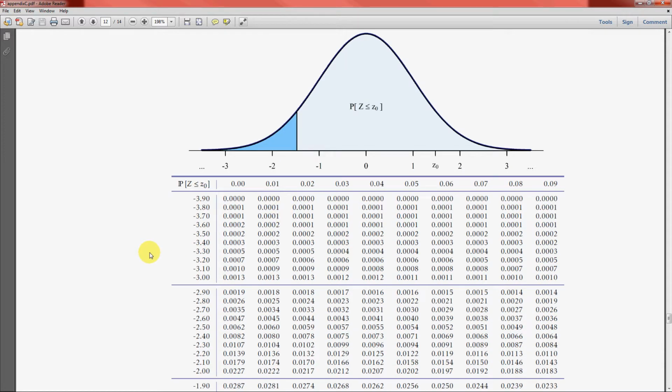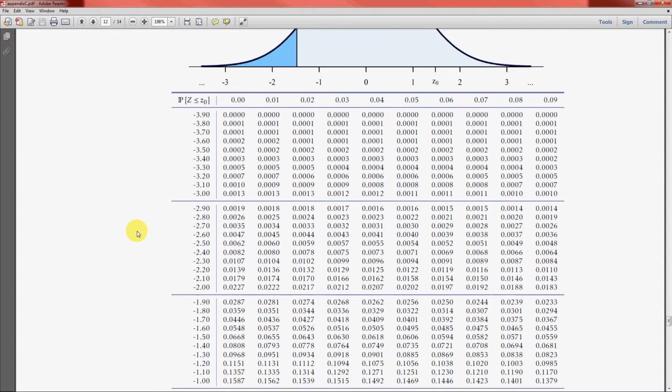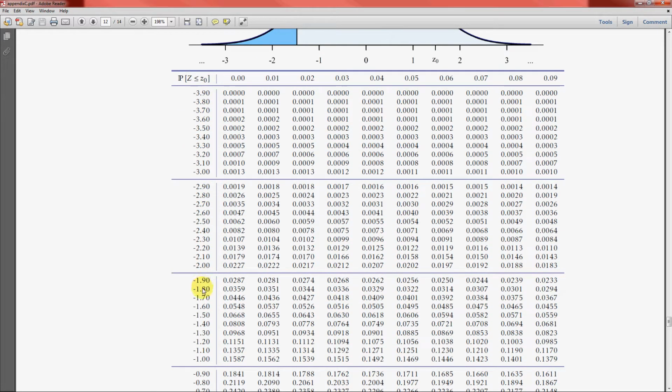So let's pretend that we want to calculate the probability corresponding to a z-value of negative 1.99. The units is the 1, the tenths is the 9, and the hundredths is the 9. So along the left side, you'll look for negative 1.9, and along the top, you'll look for that last 9. So go down here, there's negative 1.9. And then we go across to the 9, which is the last column. So here's the probability for negative 1.99.